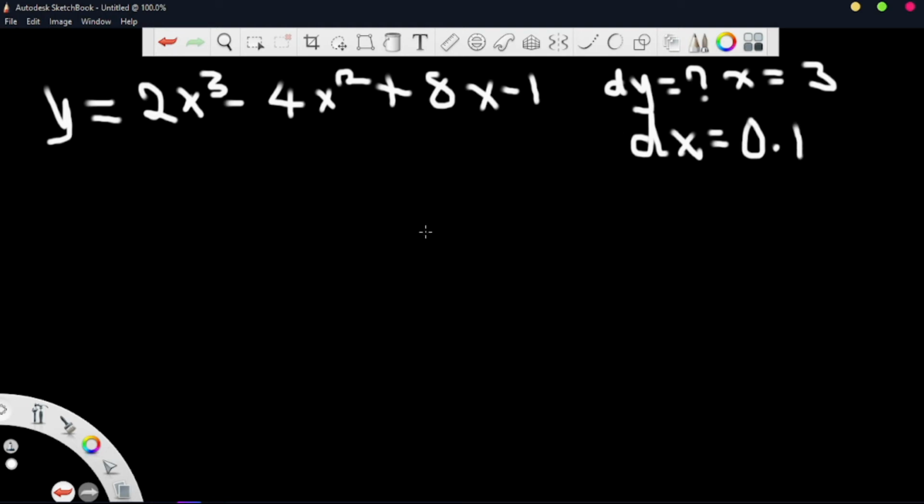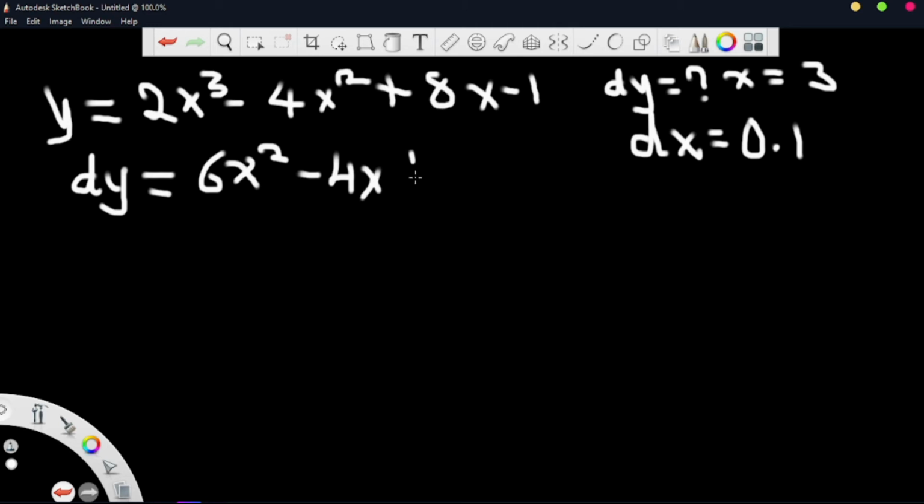So how would I go about solving such? I can start by differentiating this and saying dy is equal to, once I differentiate this, I'm going to get 6x squared, minus 4x, and then once I differentiate 8x, I'm always going to get an 8. Then negative 1, when we differentiate that, we obviously get a 0, which is irrelevant to write. Then notice that all this is being multiplied by dx.